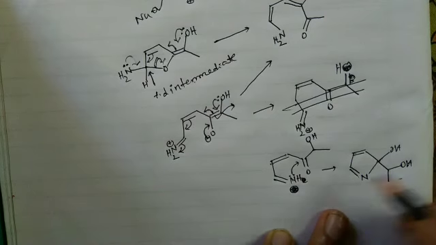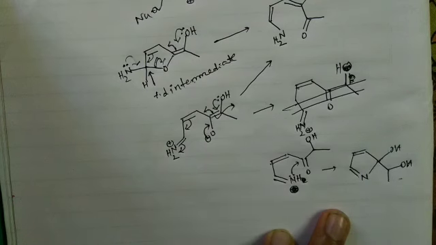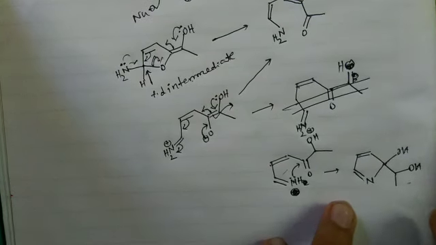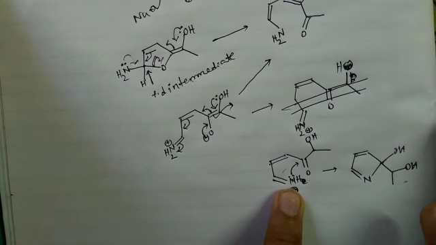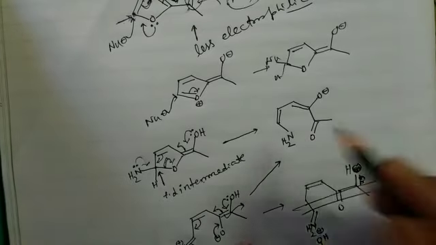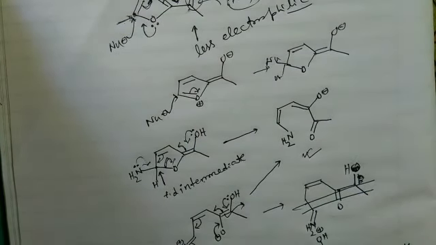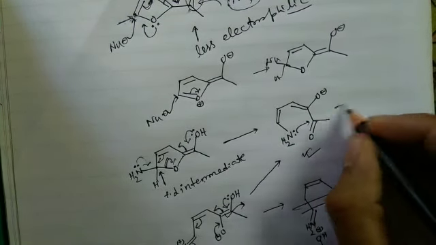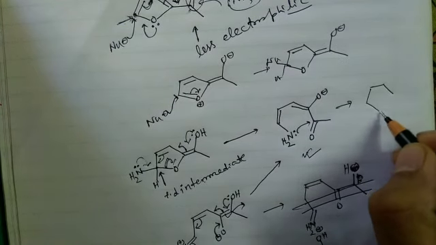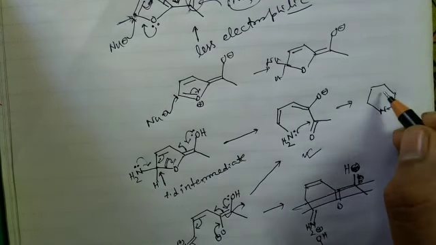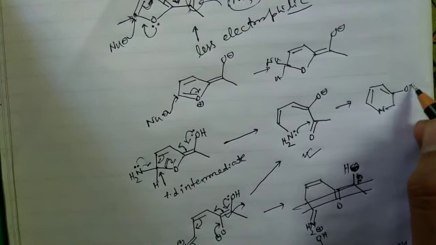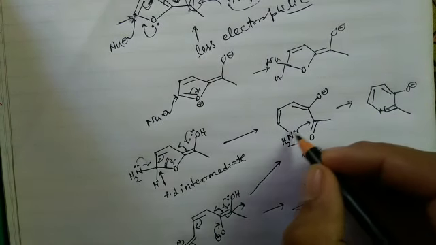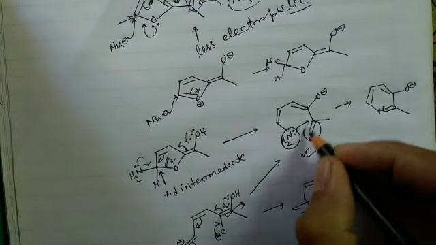but this is quite less favorable, because this attack is not that favorable, because this is an sp2 nitrogen and it is not that electrophilic. But if it goes through the other pathway, then these two can easily cyclize. So if this cyclizes, what will happen? You can see this will give you this O minus over here, and a double bond will form here. So this is basically condensation between this NH2 group and this carbonyl group.